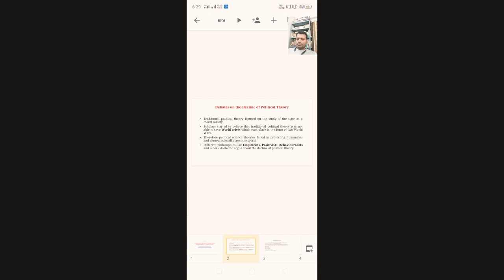So people started to debate that since these political theories have failed to protect democracy, failed to protect the republican nature of the state, failed to establish the peace process, therefore political theory is of no use. Scholars like David Easton, scholars like Dahl, etc., declared political science as dead. At the time, different schools of thought like the empiricist, which is called Anubhavavadi, positivist, and behavioralist, and apart from these, others also started to argue about the decline of political theory.